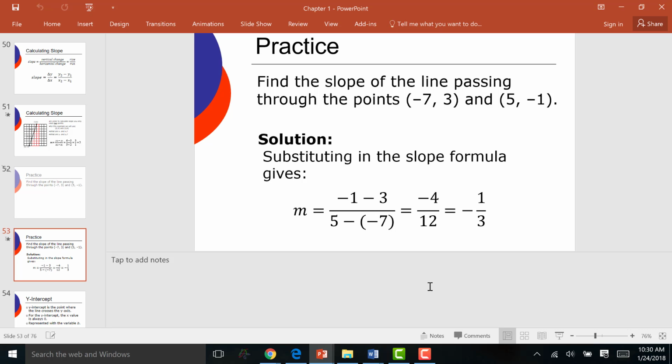So is it a downhill slope? Yes. It's negative, so it's going to go downhill. Questions?